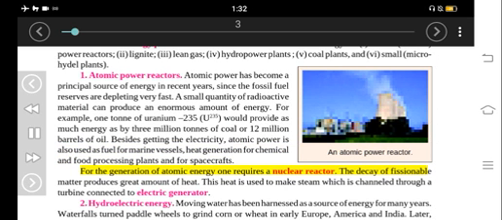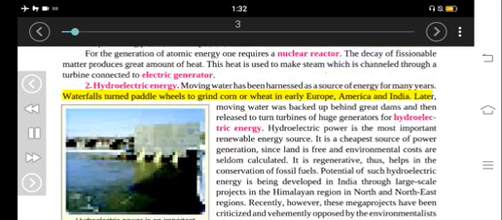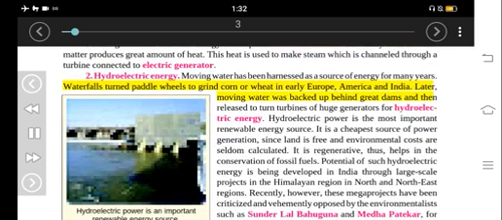For the generation of atomic energy, one requires a nuclear reactor. The decay of fissionable matter produces great amount of heat. This heat is used to make steam, which is channeled through a turbine connected to electric generator. 2. Hydroelectric energy. Moving water has been harnessed as a source of energy for many years. Waterfalls turned paddle wheels to grind corn or wheat in early Europe, America and India. Later, moving water was backed up behind great dams and then released to turn turbines of huge generators for hydroelectric energy. Hydroelectric power is the most important renewable energy source.